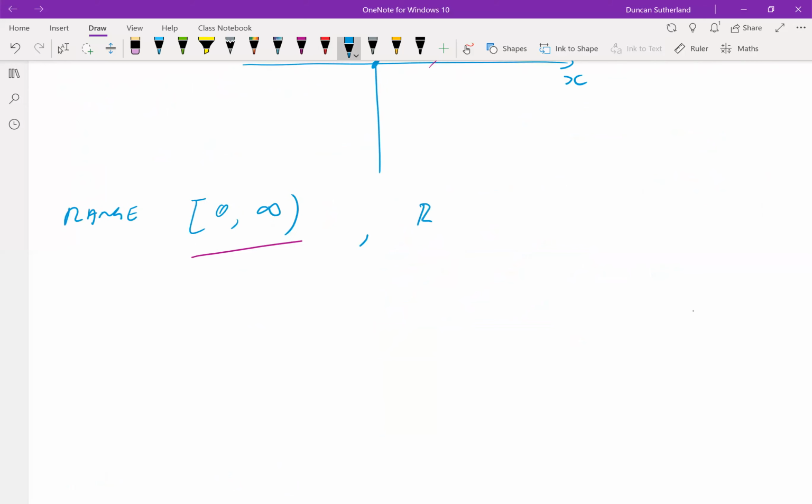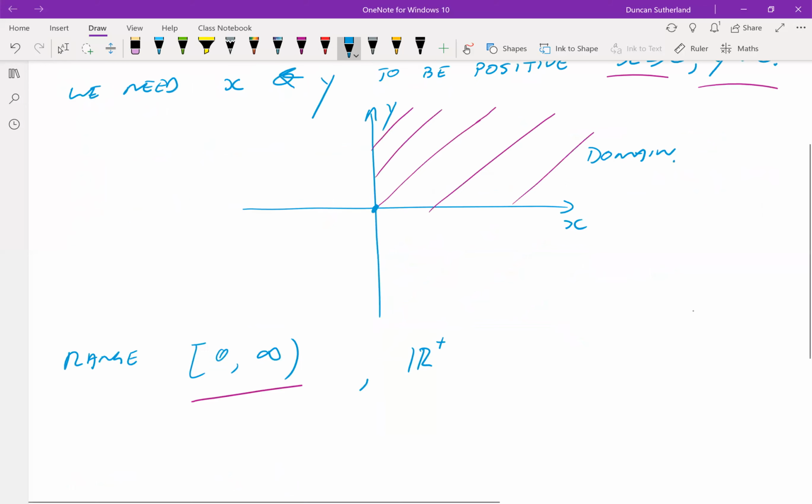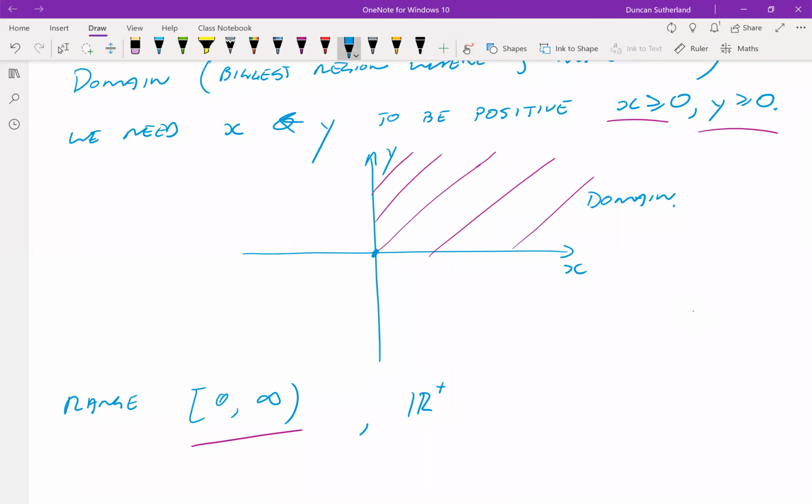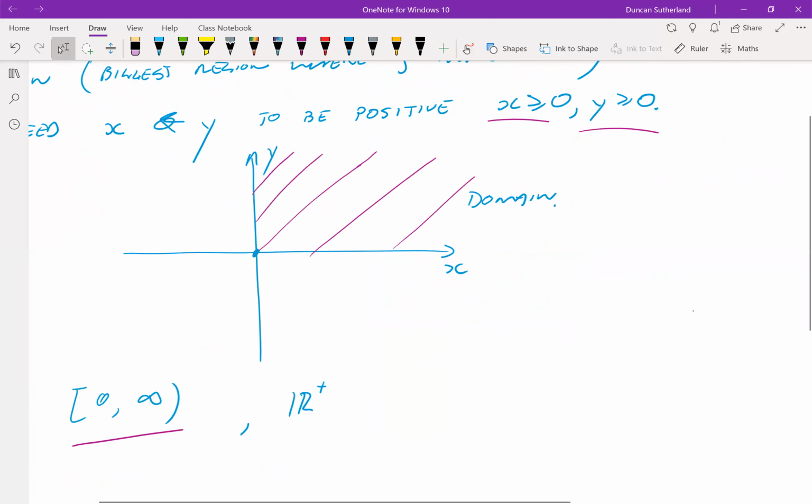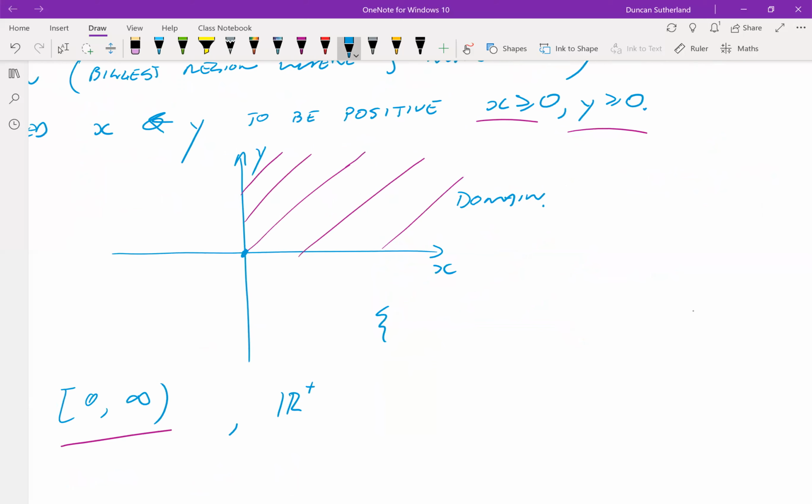So that would be the positive reals, and I guess that you would write this in set notation as x, y in R2, the two-dimensional reals, such that x is greater than or equal to 0 and y is greater than or equal to 0. So you're really just stating this condition again.